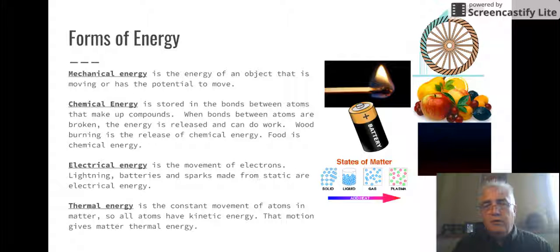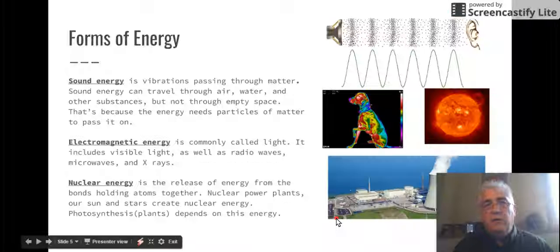As those molecules or atoms move, if they move more quickly, they become a gas. If they slow down, they condense into a liquid. And if those molecules have more heat removed from them, they become a solid.